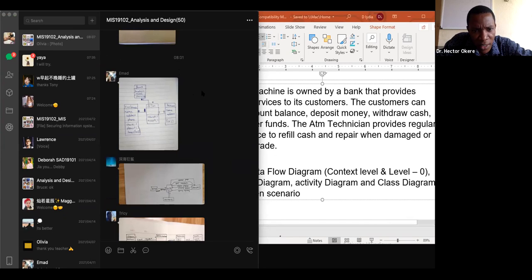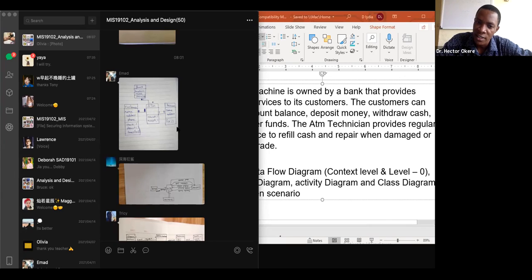ATM, one bank, ATM. One ATM will have one technician. Fix. One ATM will have customer. So Emad, my question to you, the customer, is it the customer of the ATM or the customer of the bank?